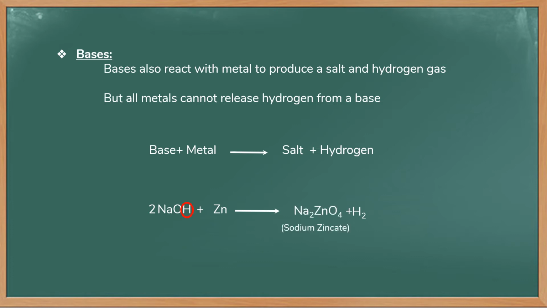The 2 before sodium hydroxide comes from balancing the reaction, which we learned in the chapter on chemical reactions. If you do not remember, watch the video again. The link is attached in the i button on the right top corner.